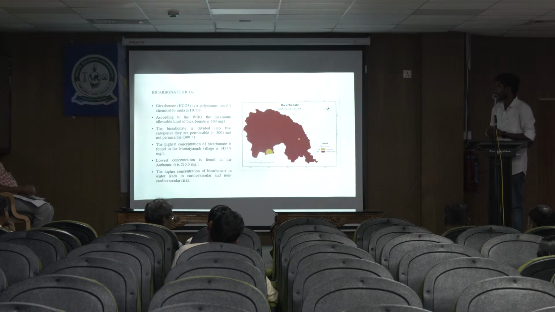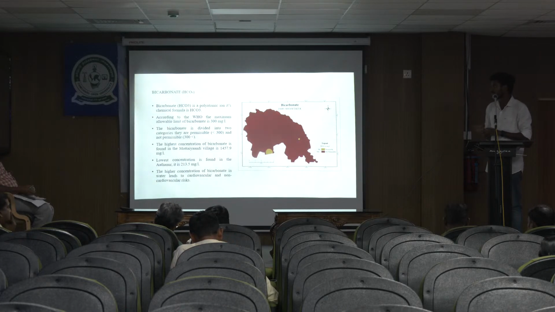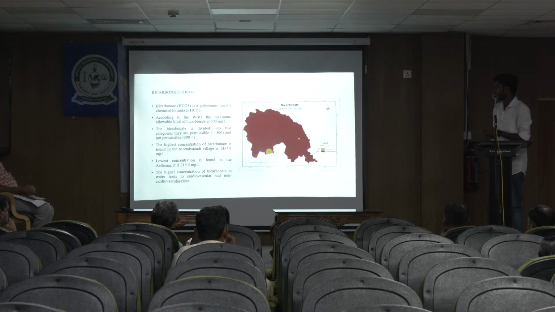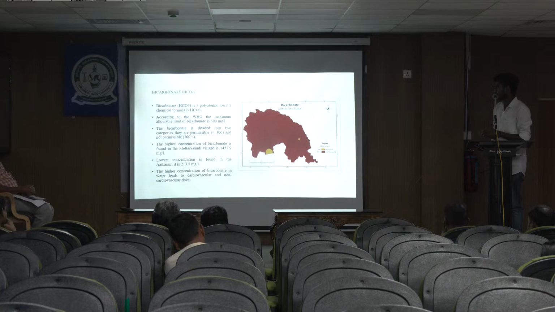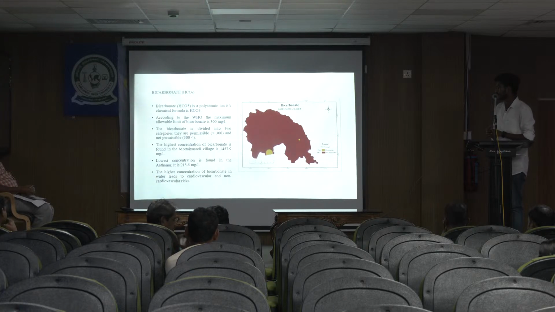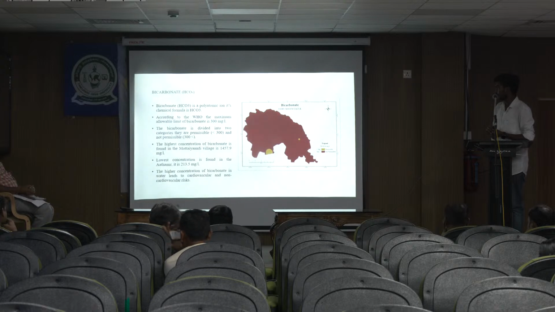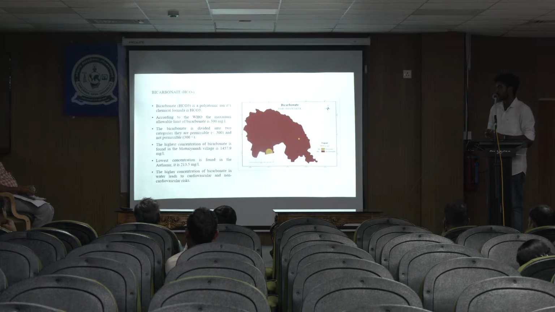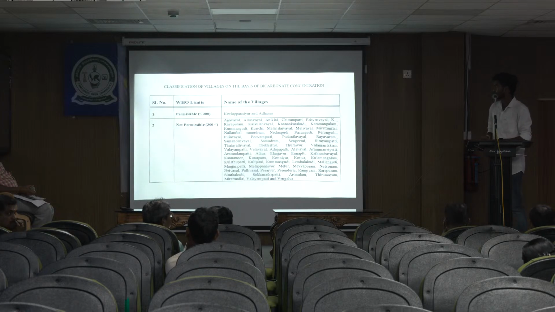Bicarbonate. According to WHO, the maximum allowable limit of bicarbonate is 300 mg per liter. The bicarbonate is divided into two categories in this study area, permissible and not permissible limit. The highest concentration of bicarbonate is found in Mottayandi village, that is 1457.9 mg per liter, and the lowest concentration is found in Adanur, it is 213.5 mg per liter. This is the table for classification of villages based on the bicarbonate.